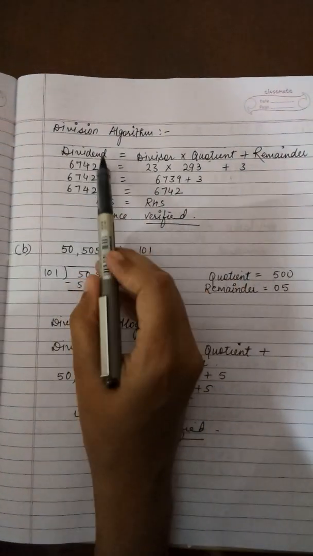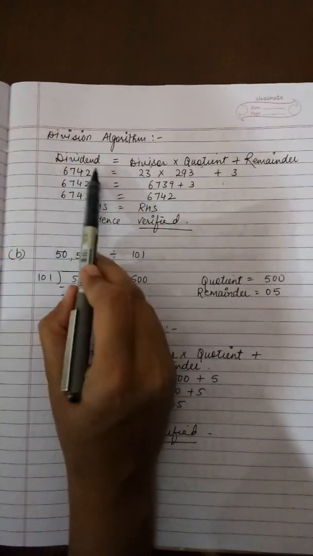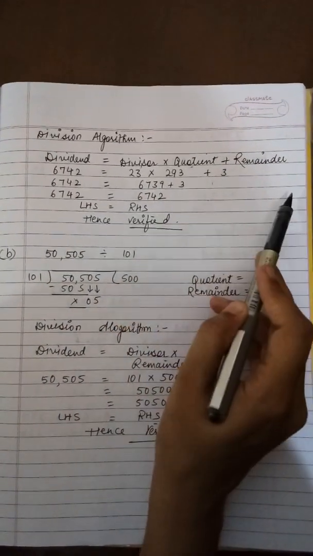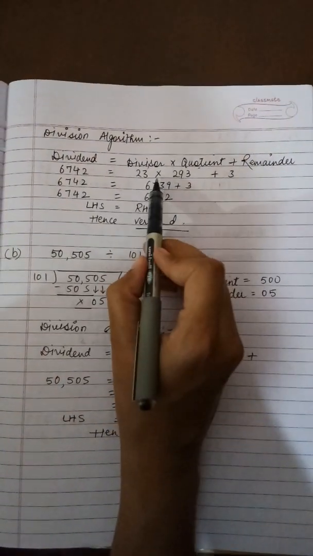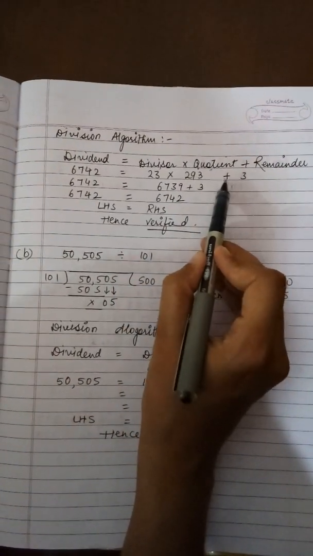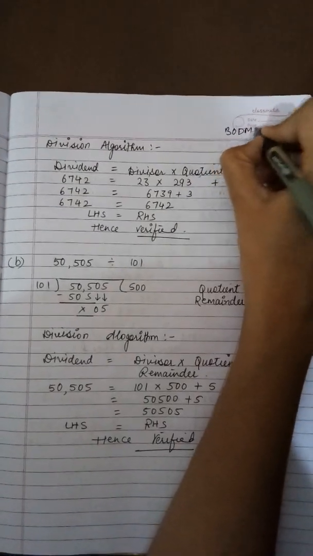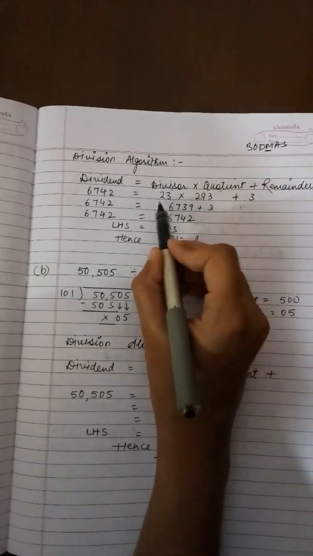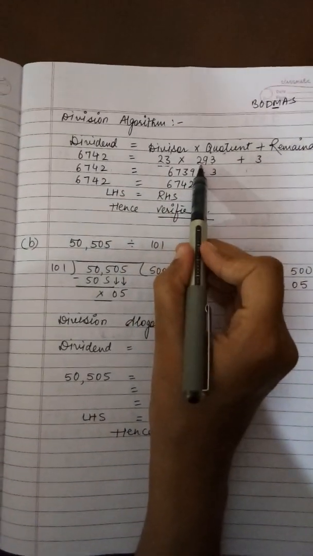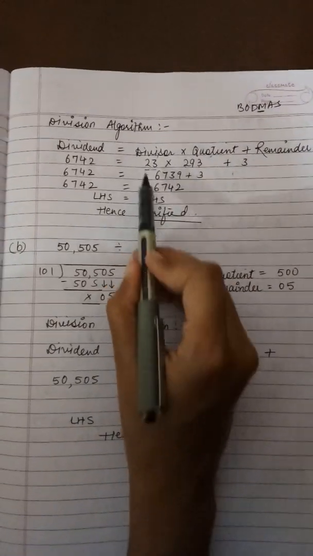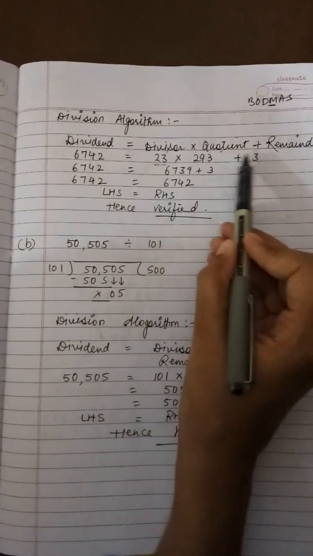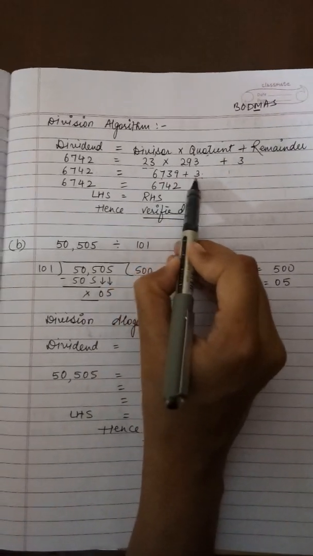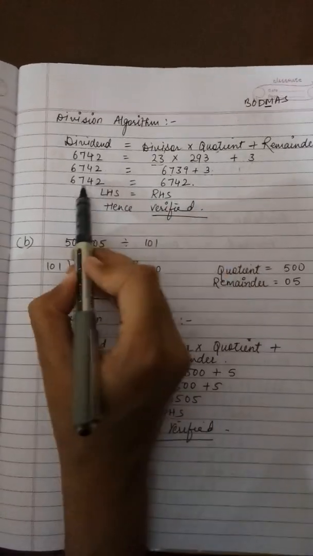Then the next part: the dividend will remain as it is on the left side, because the dividend value is only one. Now on the right side we are going to solve this first. We have two signs. The first sign is multiply, the second is plus. You all know in the case of BODMAS what comes first? Multiply. So I am going to multiply 293 by 23, and I get 6739. Then I am going to add 3, and I will get 6742, which is equal to the dividend.